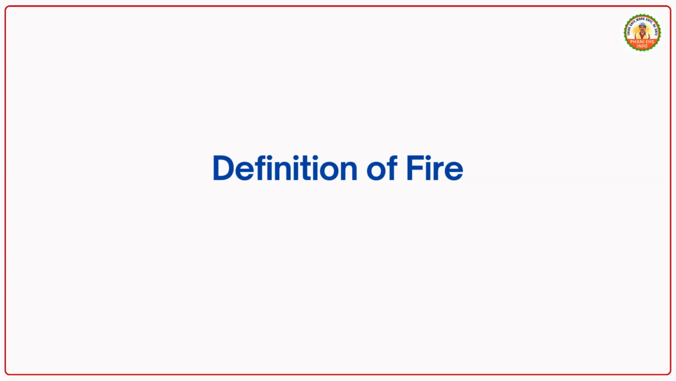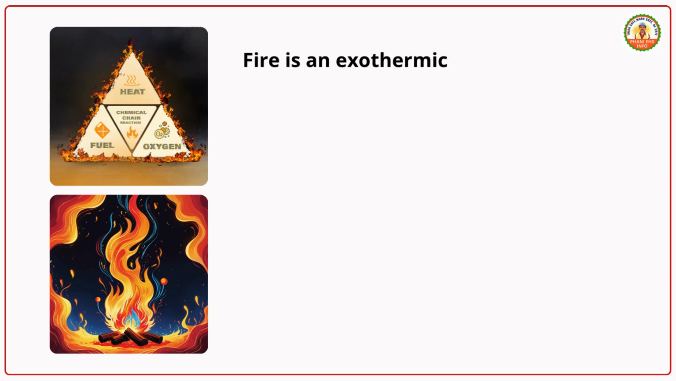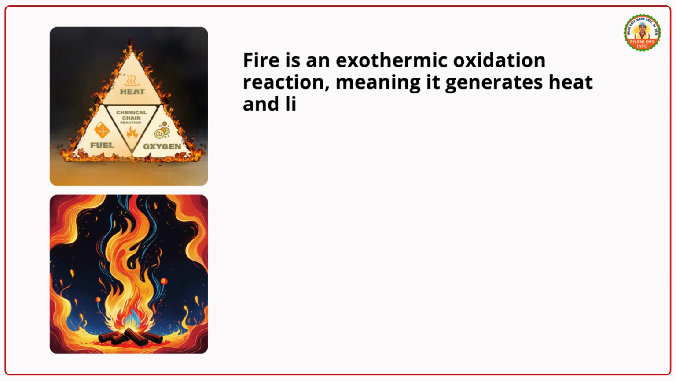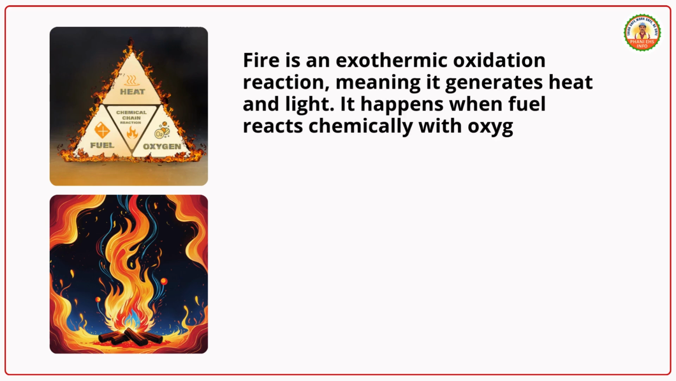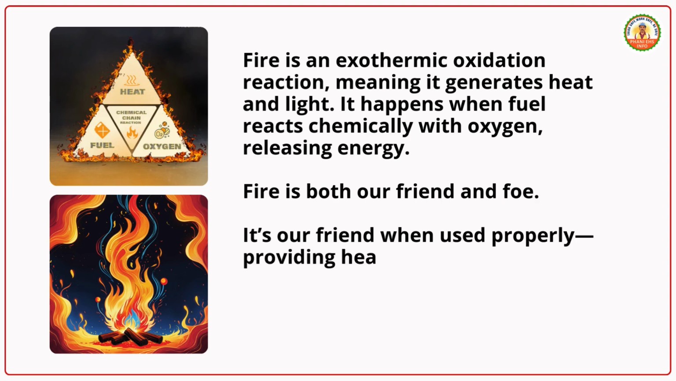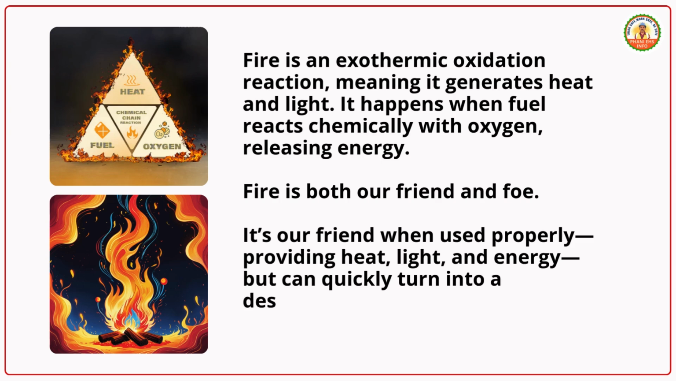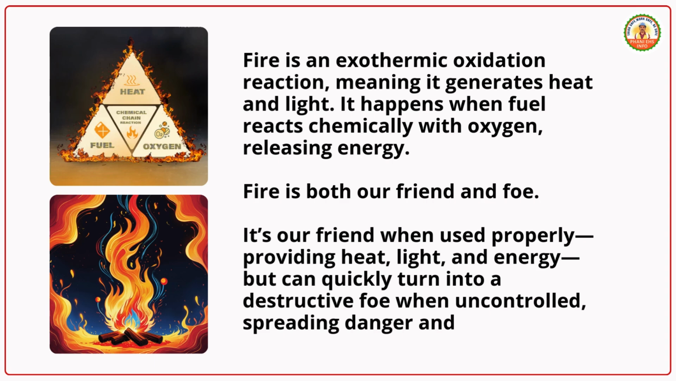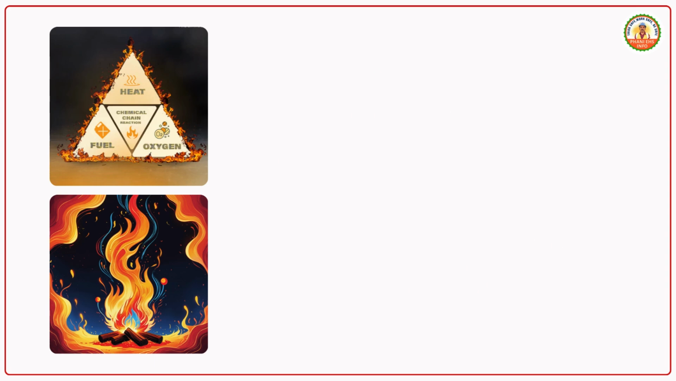Definition of fire. Fire is an exothermic oxidation reaction, meaning it generates heat and light. It happens when fuel reacts chemically with oxygen, releasing energy. Fire is both our friend and foe. It's our friend when used properly, providing heat, light, and energy, but can quickly turn into a destructive foe when uncontrolled, spreading danger and damage.